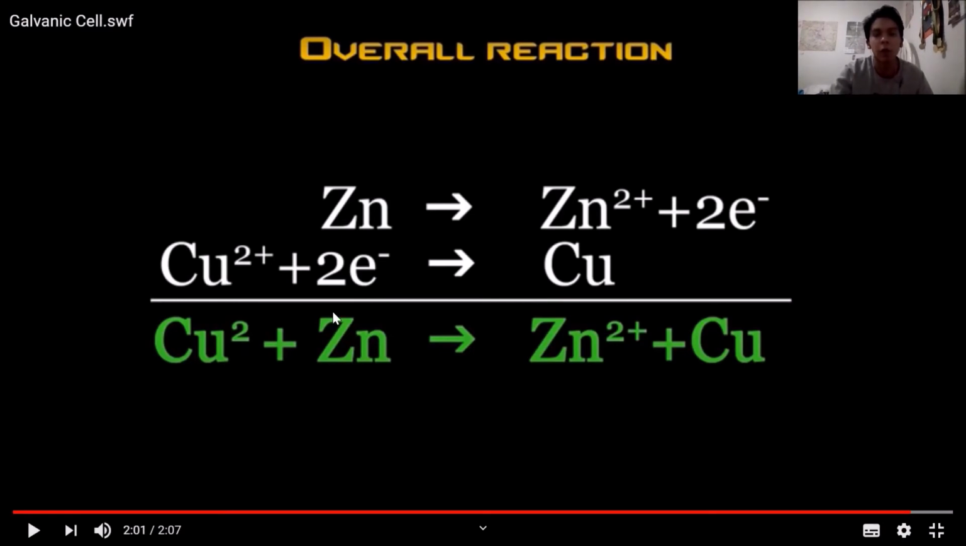This is the overall equation: the zinc loses electrons, and the copper gains those electrons. That's the equation, and that's the explanation of the experiment of galvanic cells.